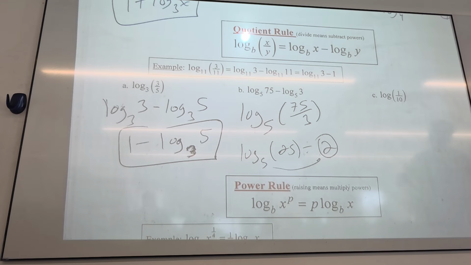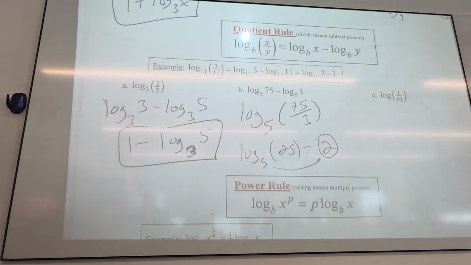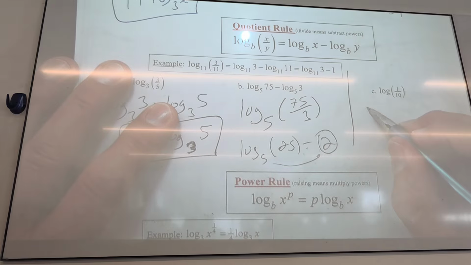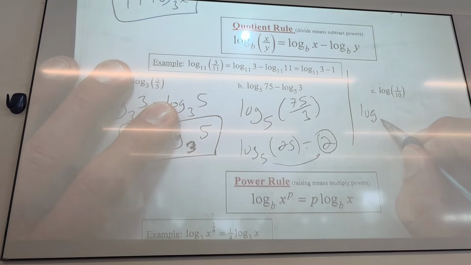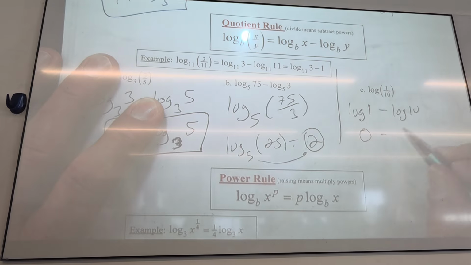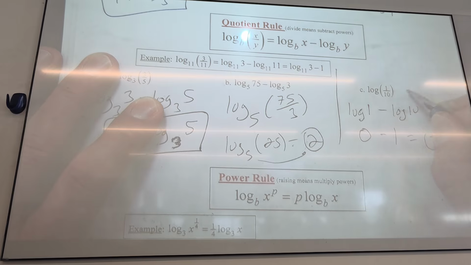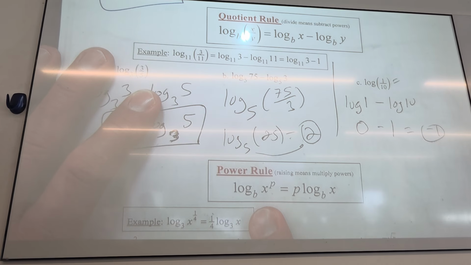And part C is interesting. I could do it 2 different ways. Let's apply this directly. How do you rewrite part C just directly using this property? Log of 1 minus log 10. What's log 1? 0. Good. 10 to the 0 power is 1. What's log 10? 1. So what's 0 minus 1? Negative 1. Now another way to look at this is if I rewrite this like this.